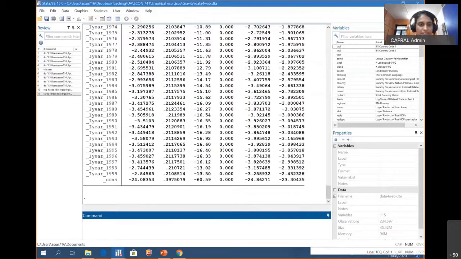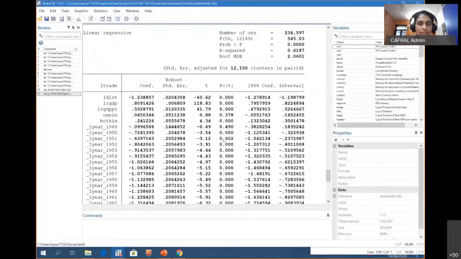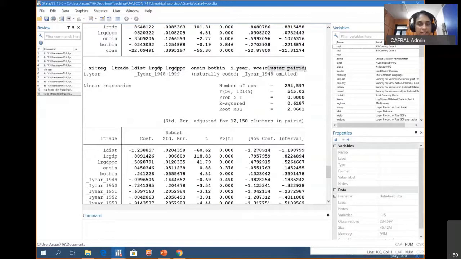Okay, so your fixed effects are in. I have used all the years I have. I have clustered pair ID, and now I can look at one in and both in, and bingo, now we are beginning to get more sensible results, right? So one in is not really significant, but both in is positive and statistically significant.